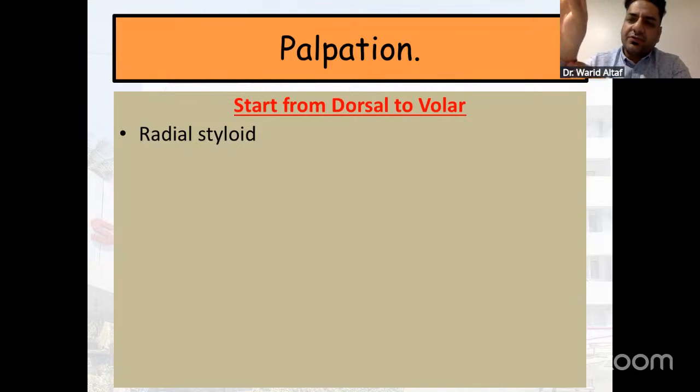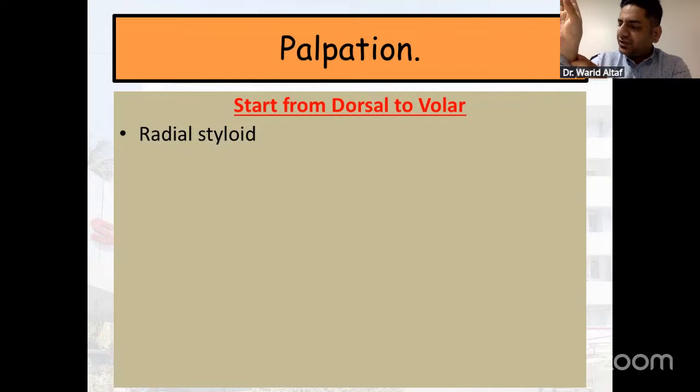If you see the radial side, at the lower end of the radius, the anatomical snuff box, the first CMC joint, the scaphoid is there. So on the radial side, there are many things. And the moment you elicit tenderness, you have to be very specific at which point there is tenderness, because a few millimeters changes your diagnosis, literally.